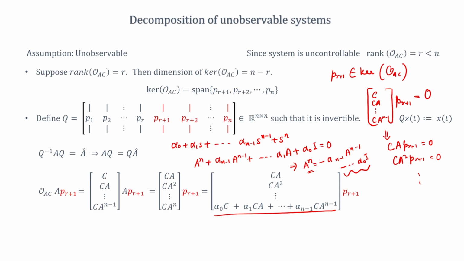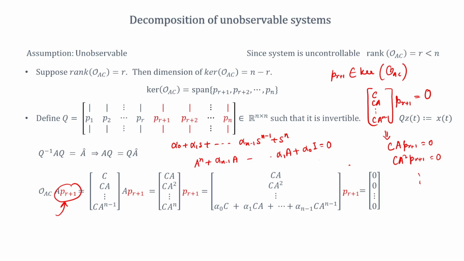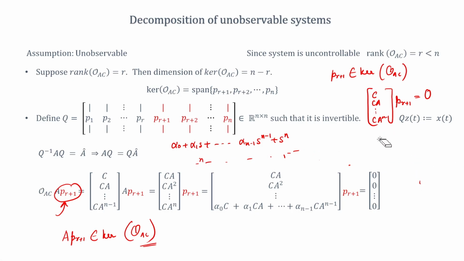But again, from here also we know that C times p r plus 1 will be 0, CA times p r plus 1 will be 0. So as a whole, everything here will turn out to be 0, which means that this vector A into p r plus 1 belongs to the kernel of OAC, because when A p r plus 1 multiplies OAC, the observability matrix, you are getting 0. That means this vector belongs to kernel of OAC. Now if this vector belongs to kernel of OAC, what can you tell about this vector? It can be written down as a linear combination of these vectors, because these vectors were the basis of the kernel of OAC.